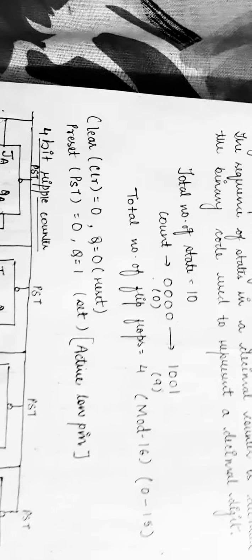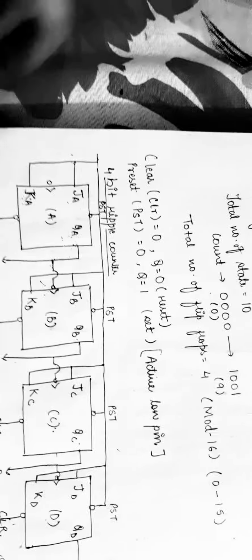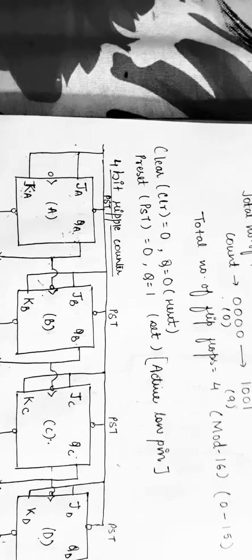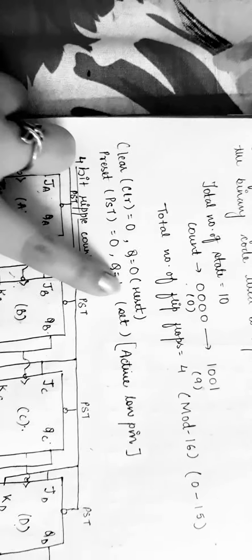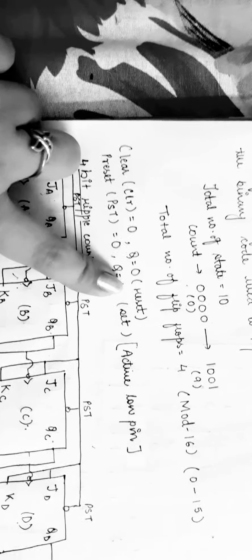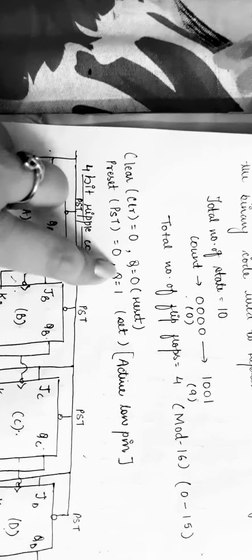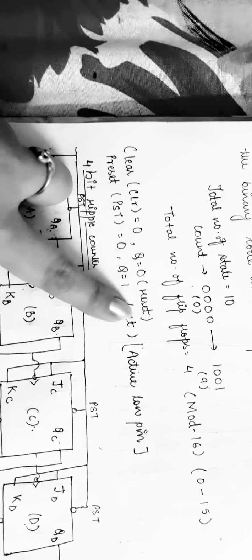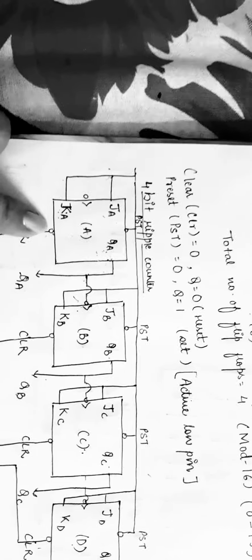Now, as we have seen previously the concept of clear and preset, here we are using clear. When the clear pin is 0, the output at Q will be reset, while when preset is 0, the output at Q will be 1, so it will be in the set condition. Here you can see that we are using an active low pin because a bubble is inserted over here.